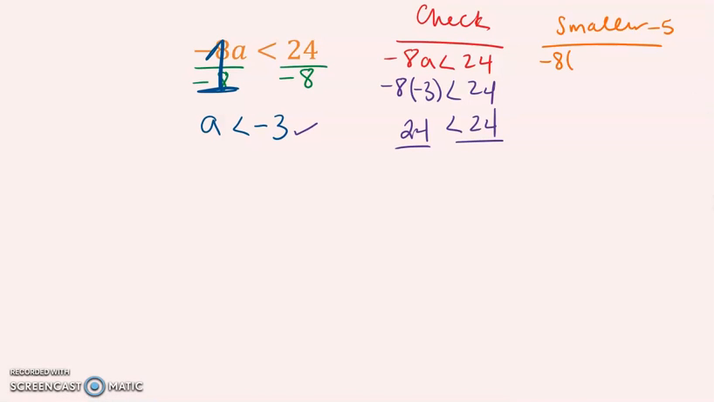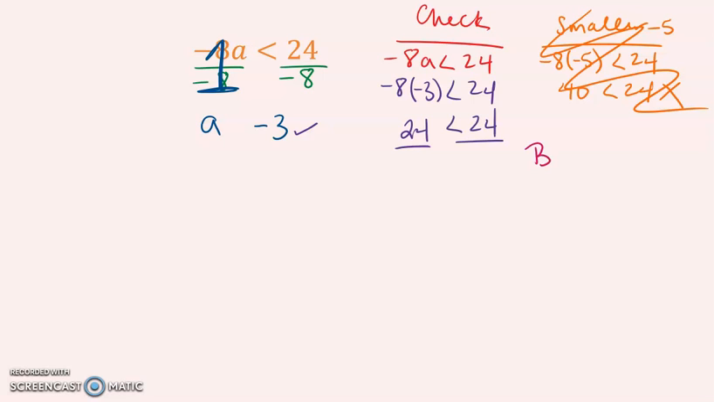So negative 8 times negative 5 is less than 24. So I have negative 8 times negative 5, which is a positive 40. So I have to ask myself, is 40 smaller than 24? And it is not. 40 is not smaller than 24, which tells me that a can't be a number smaller. So that less than symbol is not correct.